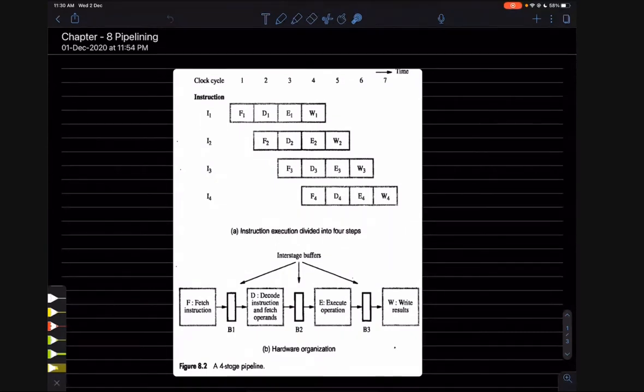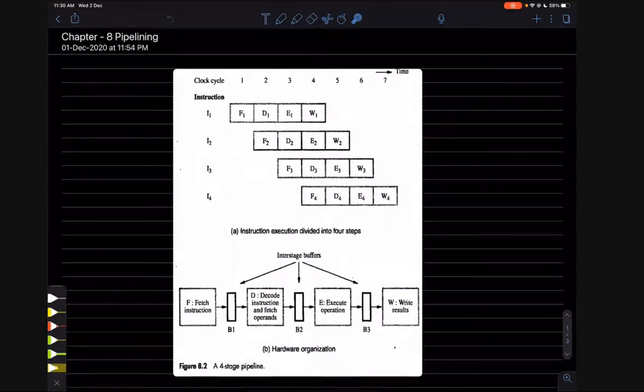If we execute these 4 instructions sequentially, how many cycles will it take? 16 cycles. And if we execute in this pipelining manner, it takes only 7 cycles. So almost half. That is the advantage of pipelining.